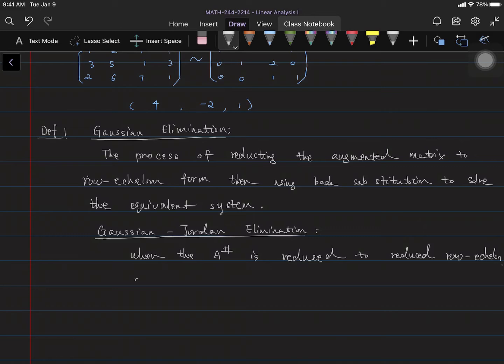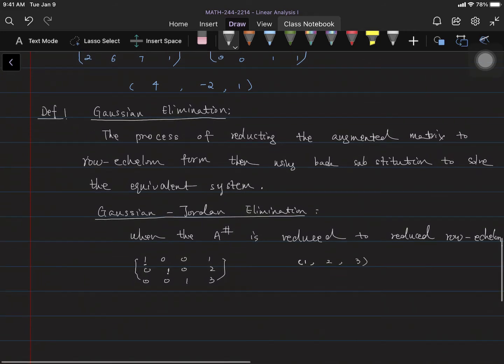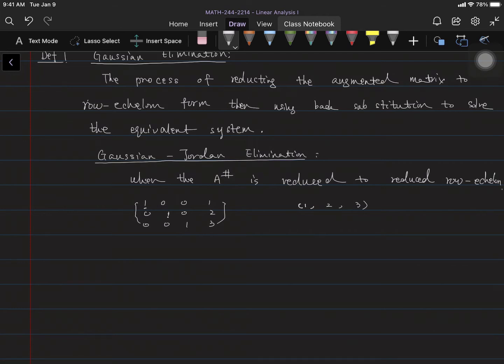For example, if the reduced row echelon form is 1 0 0 1, 0 1 0 2, 0 0 1 3. Let's see, this is a reduced row echelon form because each column with a leading one has all other numbers 0, right? So you can easily tell the solutions: x1 is 1, x2 is 2, x3 is 3. We don't even need back substitution. So this is called Gauss-Jordan elimination.